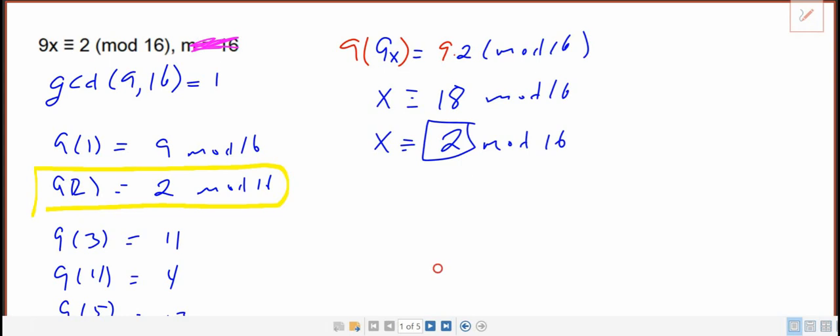Okay, now let me do it a different way here. The next way to do it is to write the greatest common divisor as a linear combination. And the way I always do that is I use the Euclidean algorithm.